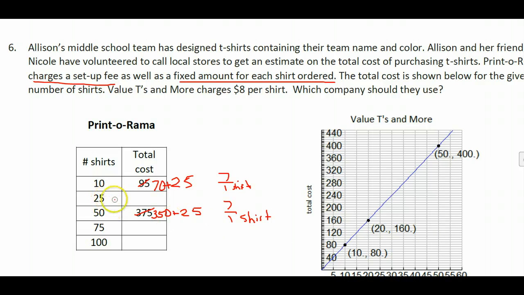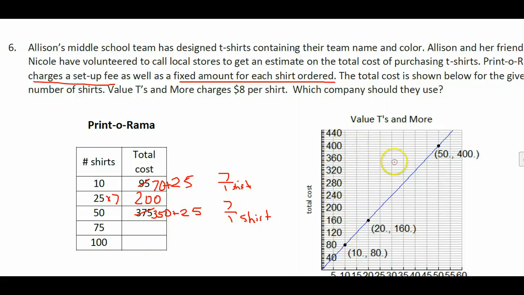So if they're paying $7 per shirt, you can take 25 times 7, get 100, let's see, 140 plus 35, 175, and then add another 25 to get $200. Okay, so you can get those totals.